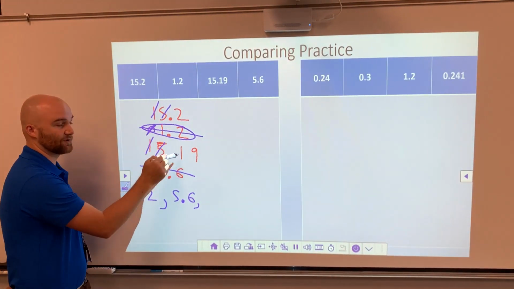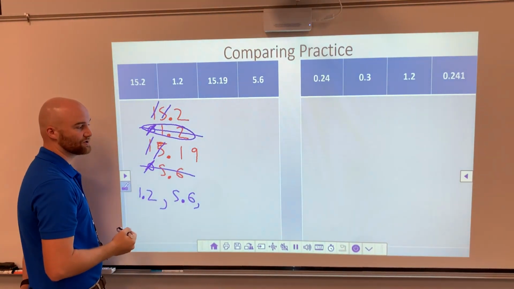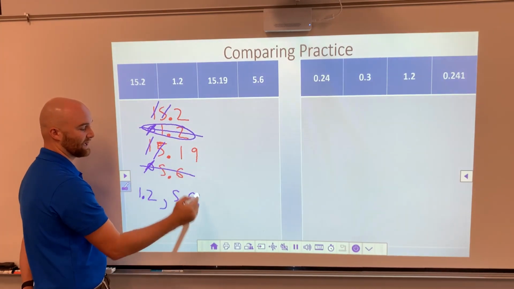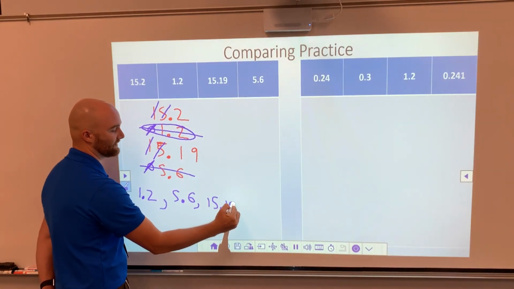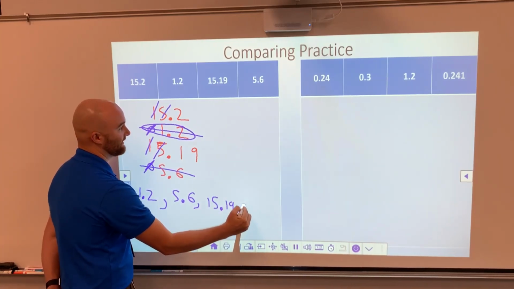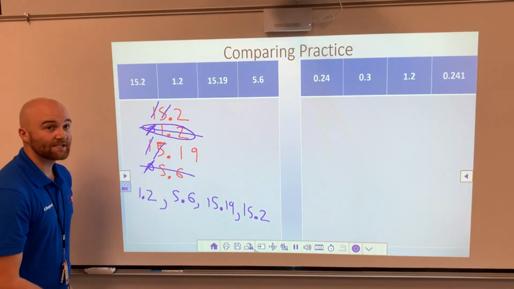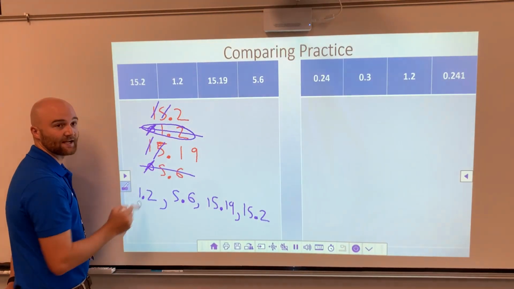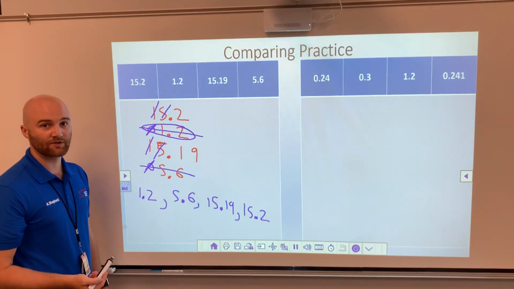Since 2 is greater than 1, I know that 15.2 is the largest, and 15.19 is the next one that should happen for us. 15.19 is smaller than 15.2. Notice how this one looks like a 2 and this one looks like a 19. And you might get confused and say, 2 seems like it should be smaller than 19.